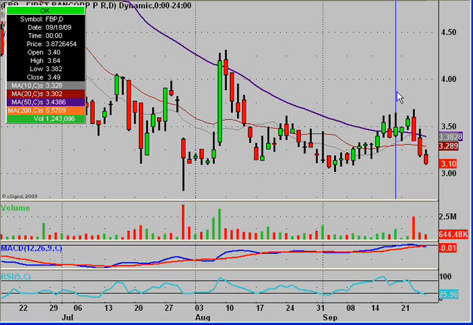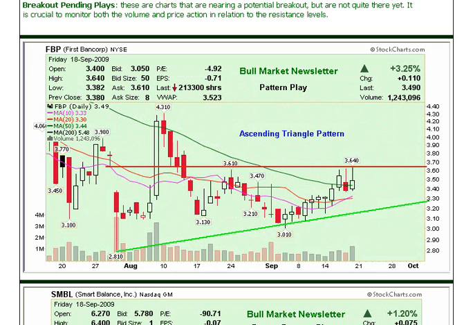So this is one of our no plays, and sometimes with the pattern plays, they just don't work out because they don't make any significant breaks out of their pattern. So you just chalk it to the side and say maybe next time.